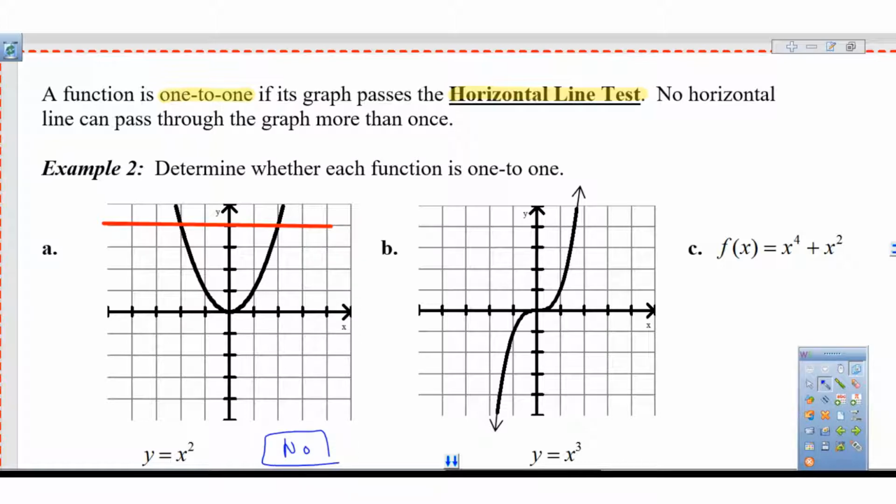Now I want to explain why the answer is no. Everybody put a dot right there and label it (2, 4). Then over here is (-2, 4). Those are the 2 points that I hit.